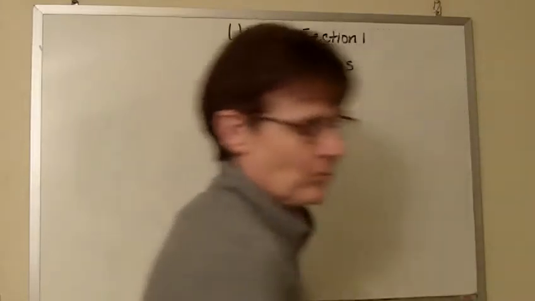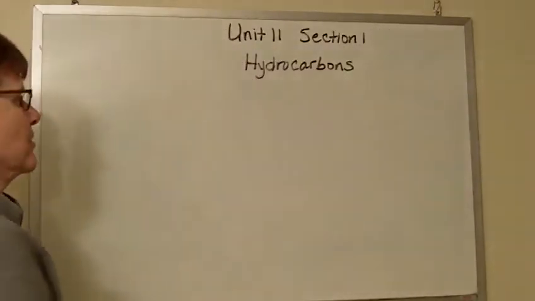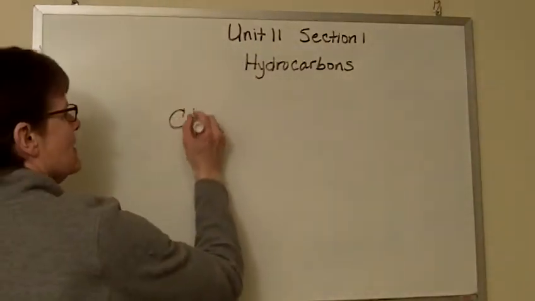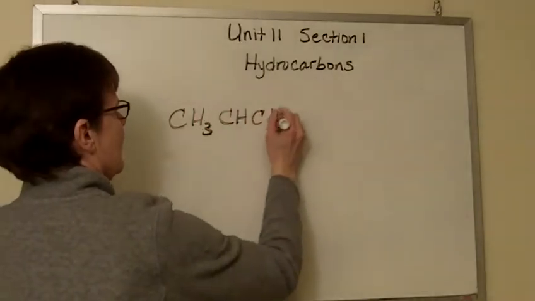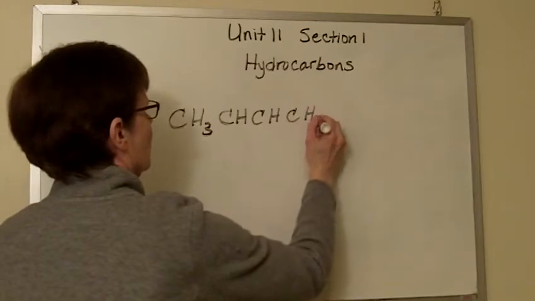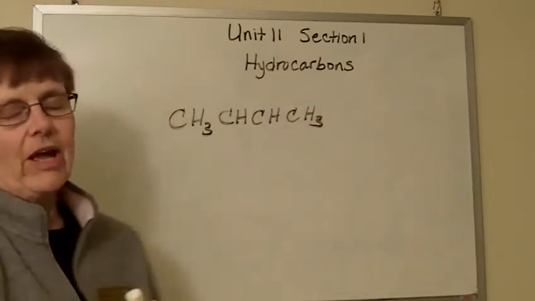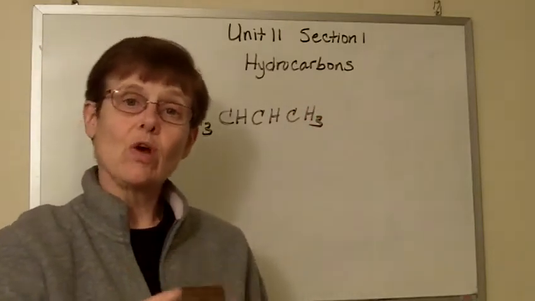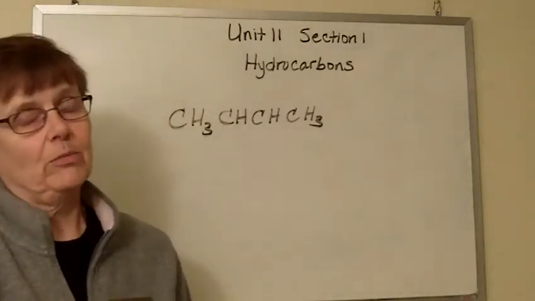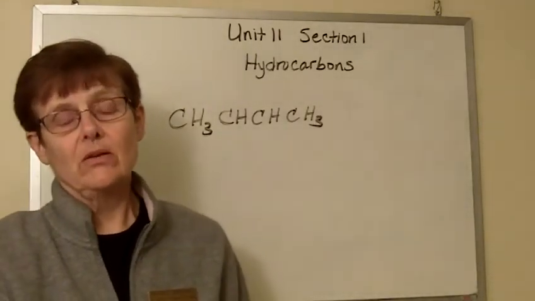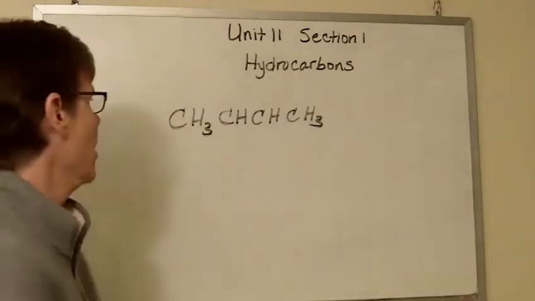Now this time I'm going to write it out a little bit differently because sometimes you see them this way. CH3, CH, CH, CH3. Okay, now the first thing I want to do is draw this out to show all the bonds, because now I have to figure out where is the double bond. And I'm going to do it based on the number of hydrogens attached to each carbon.